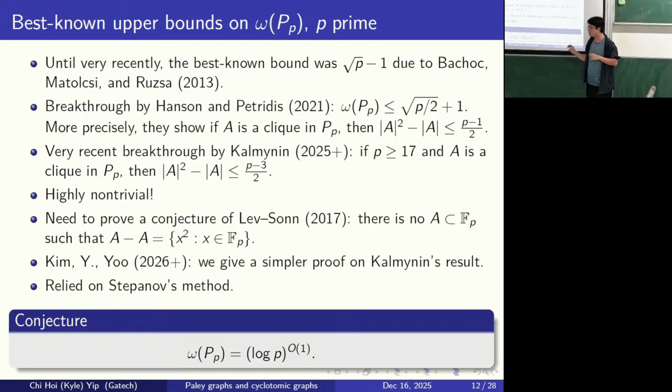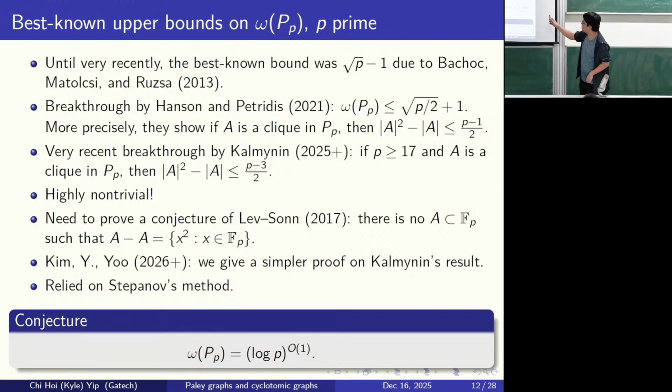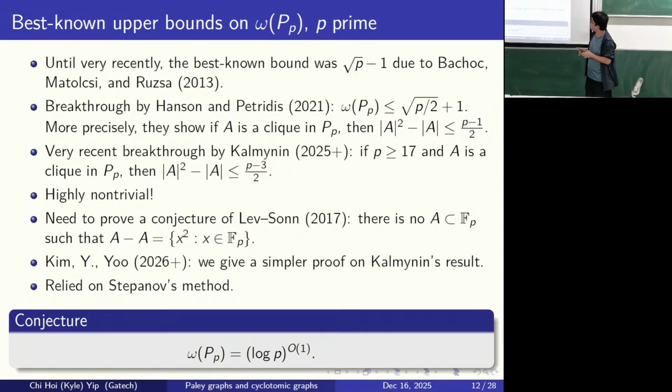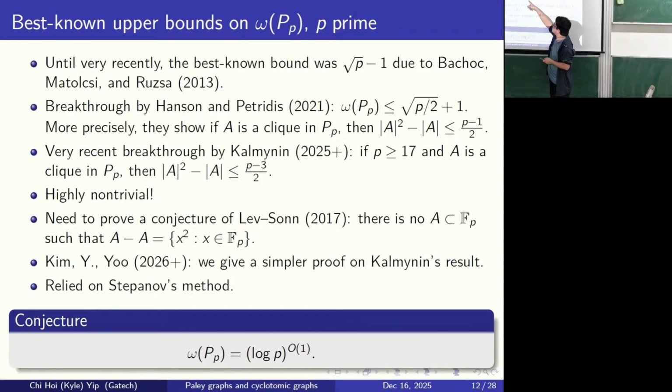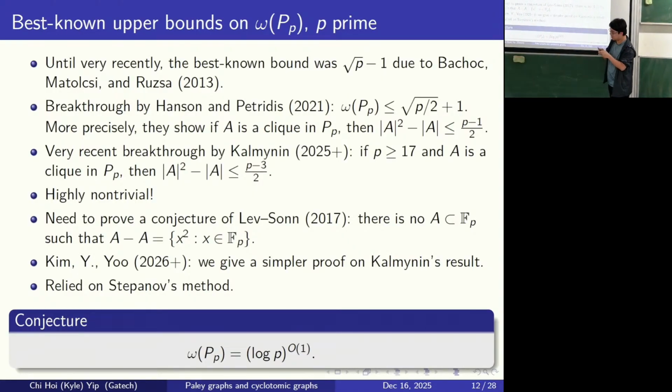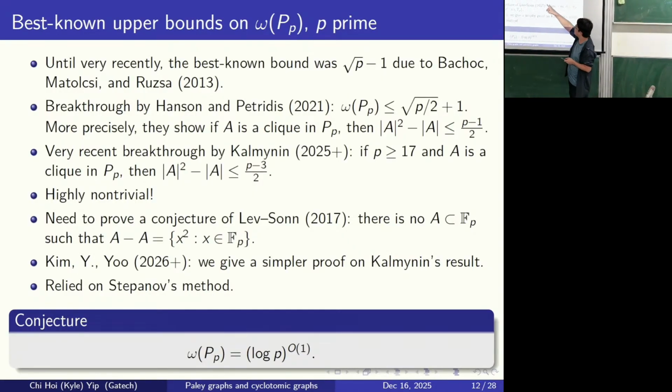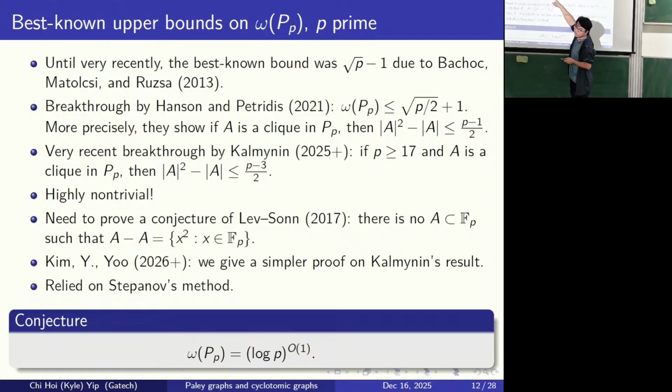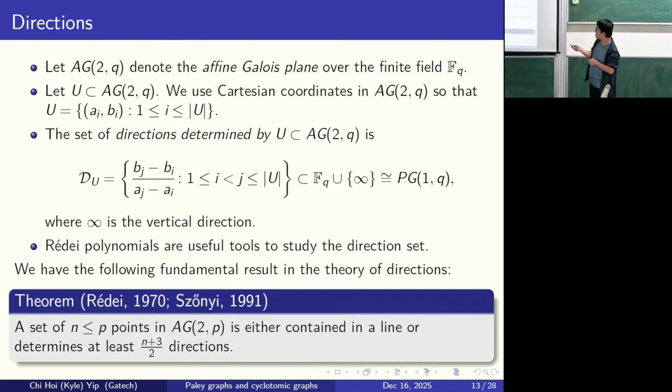The widely believed conjecture is that the number should be very, very small, should be log p to some power. But you know that the state of the art is roughly square root of p over 2. And even improving this by 1 seems to be extremely difficult. So if you can show this is (square root of p minus 1)/2, I would like to see that.